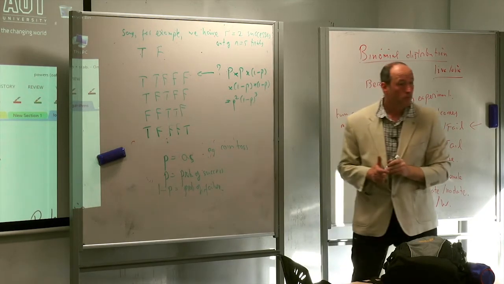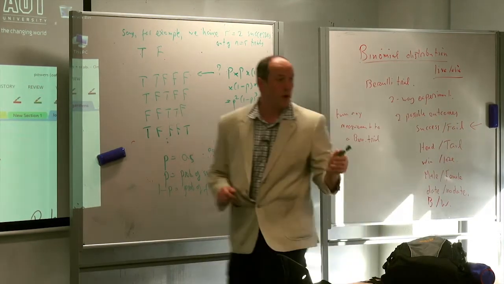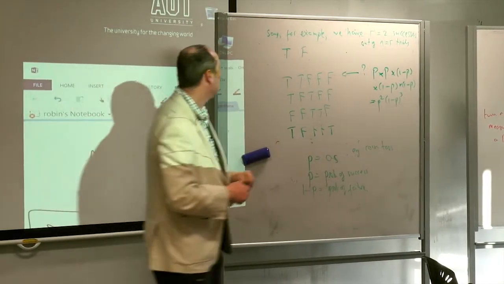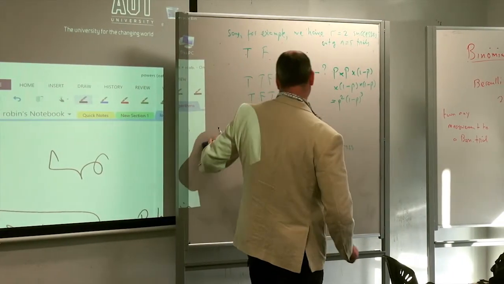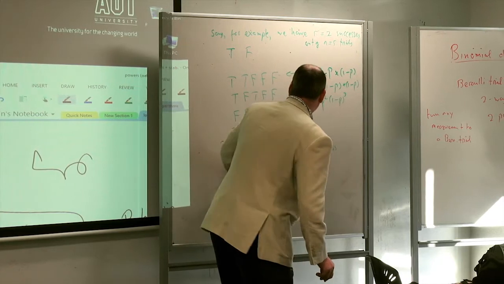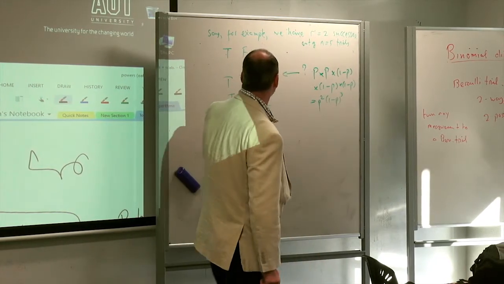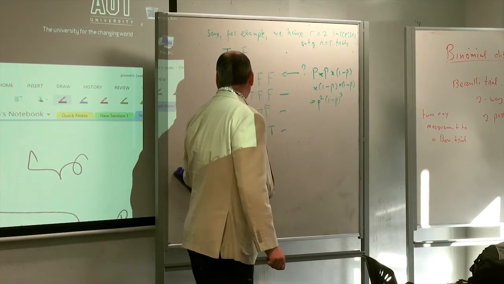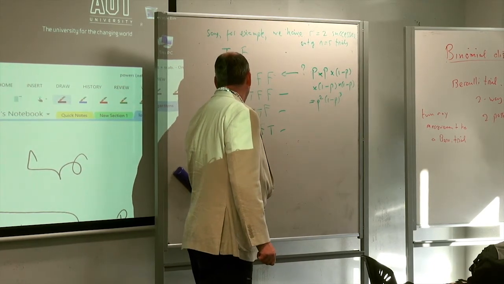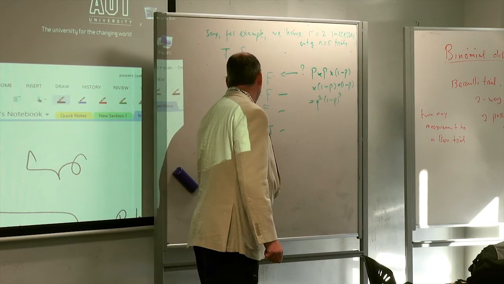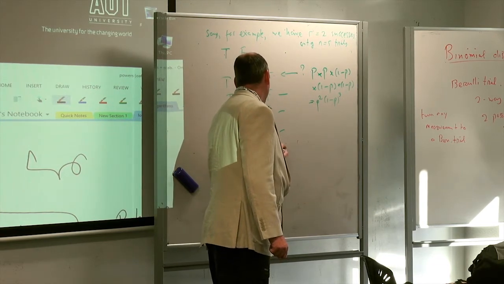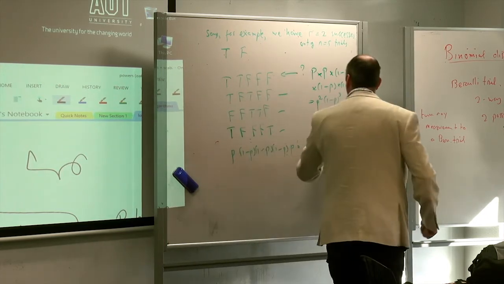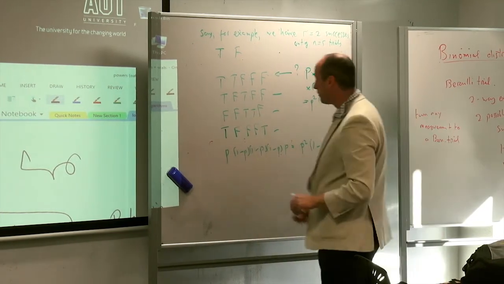You with me? You stop me if I'm talking too quickly. You should all know this is all revision. But you can see that all of these probabilities are the same one. Let's take this one, for example. That's p for the first one, times 1 minus p for the second, 1 minus p for the third, 1 minus p for the fourth, times p, which is again p squared 1 minus p cubed.